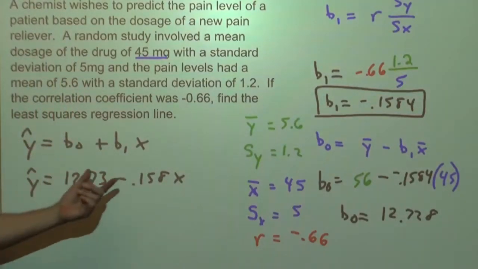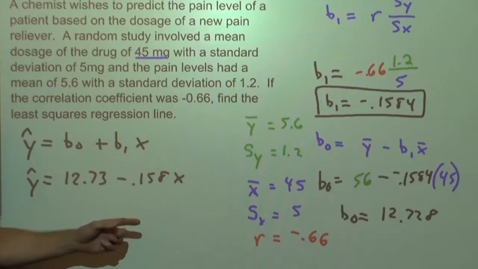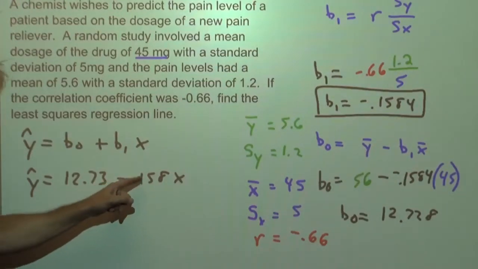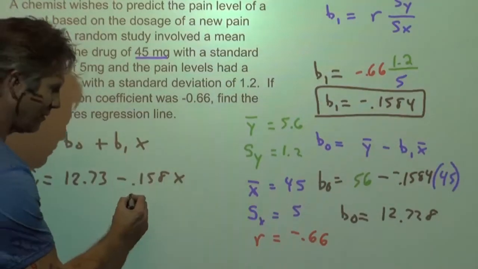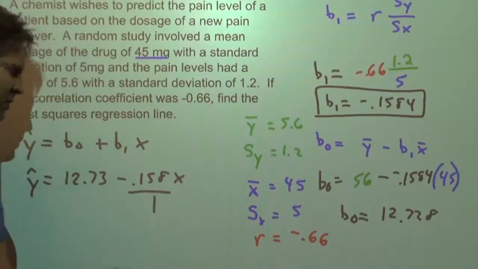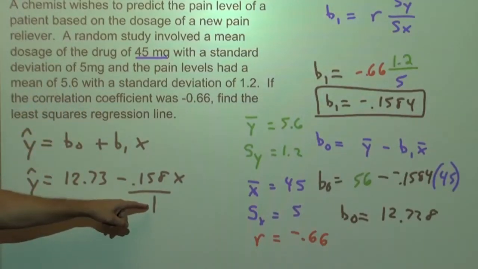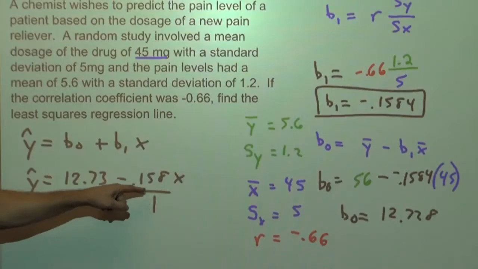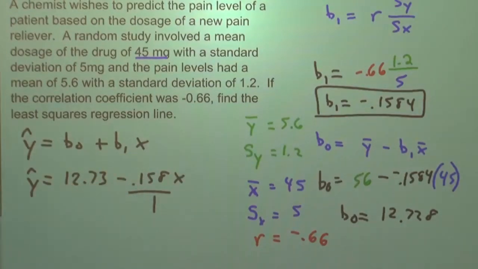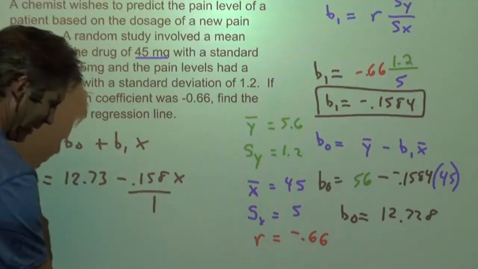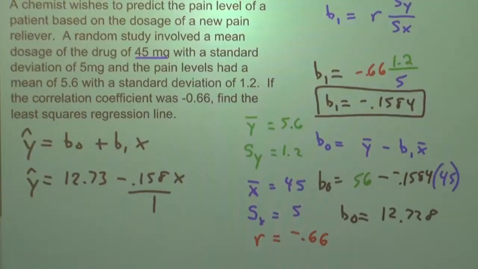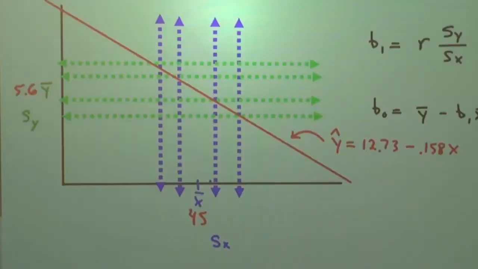And then remember, we can interpret the slope in the context of the problem. So this is the change in the pain level over the dosage. So for every 1 milligram increase in the dosage of the medicine, the pain level of the patient is going down by 0.158. And it might simply be a case where you ask the patient on a scale of 1 to 10, how bad is your pain? And so we kind of go with it that way. So that's how we use the formula to get the line.